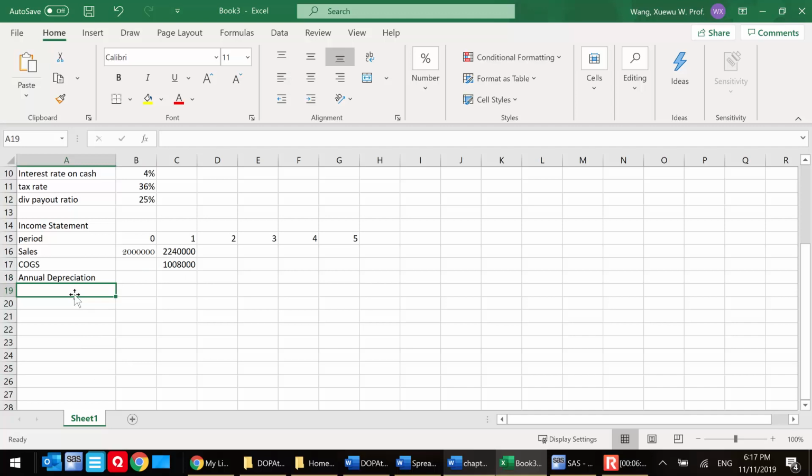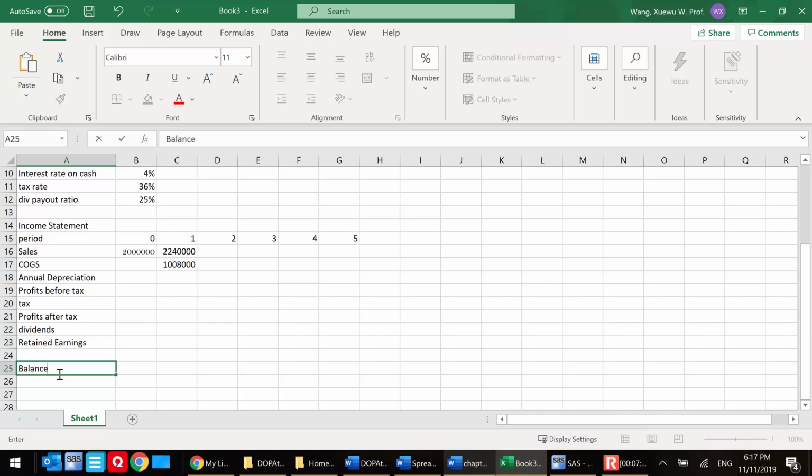Next item here: you have sales, you have cost of goods sold, you have annual depreciation. So you're going to get essentially profits before tax. And then you're going to pay tax. You're going to have profits after tax. And then you're going to pay dividends, and then you're going to have retained earnings. These are the standard items you have seen. So that is the income statement.